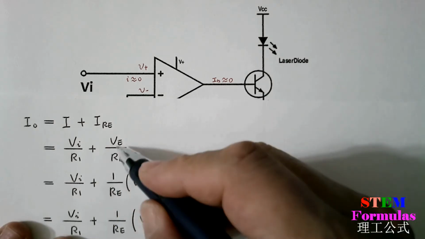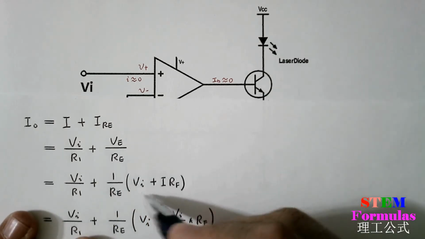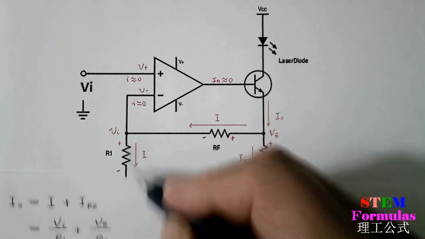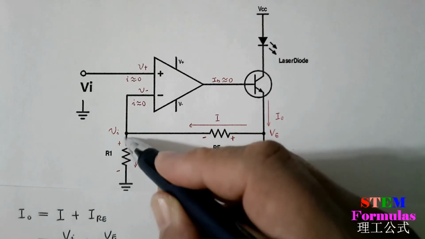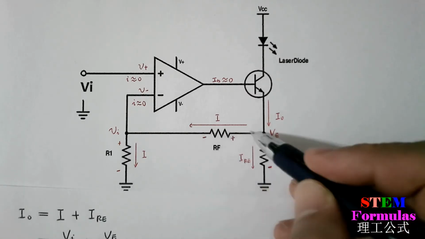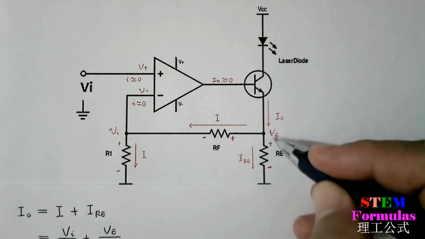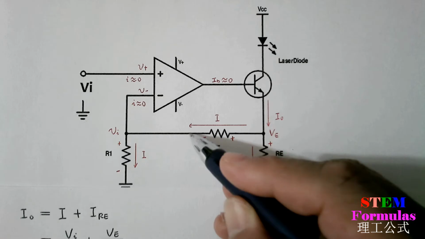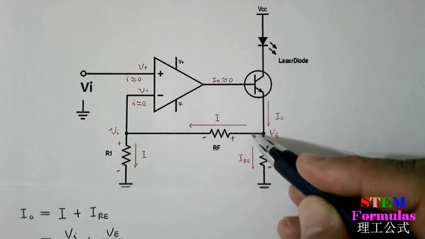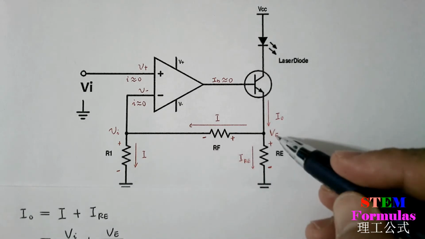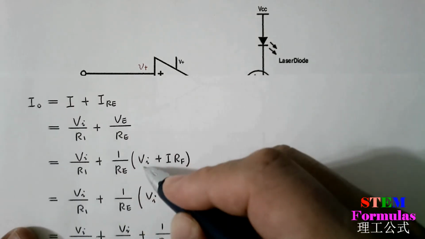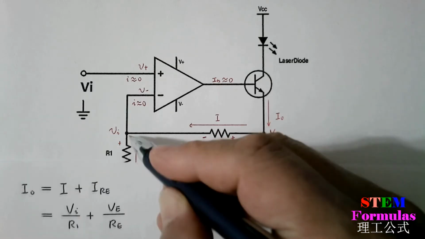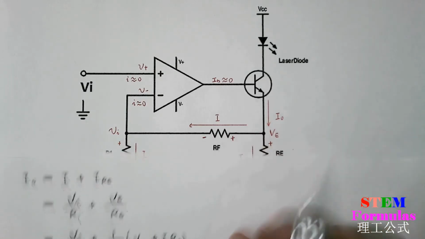Now, VE equals VI plus I times RF. VE equals the voltage across R1 plus the voltage across RF. So VE equals VI plus I times RF.